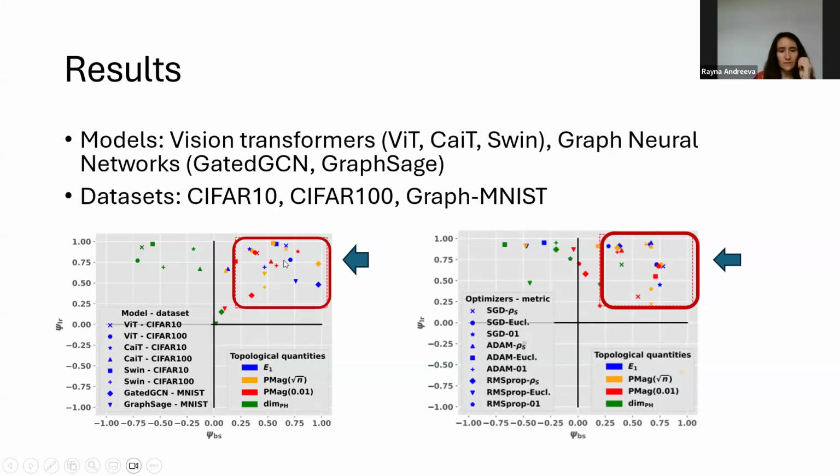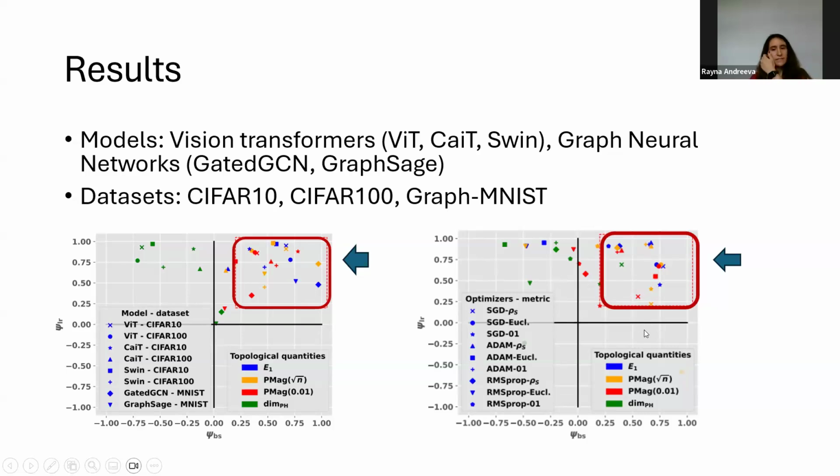So what we observed is that E alpha and positive magnitude, which we evaluated with two different values of the scale parameter, both a very small value and a value of root n, where n is the number of training points, we observed that the majority of these topological complexities lie in this perfect square. And what we also noticed is that the persistent homology dimension is not performing so well.